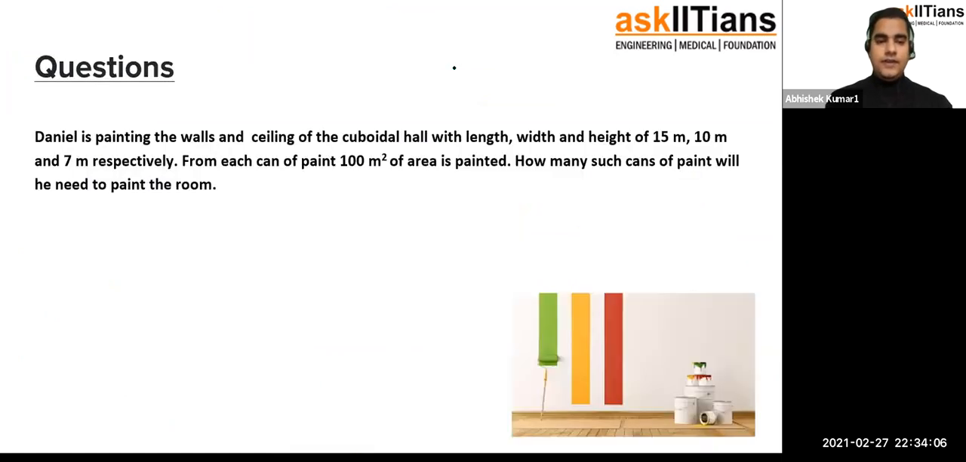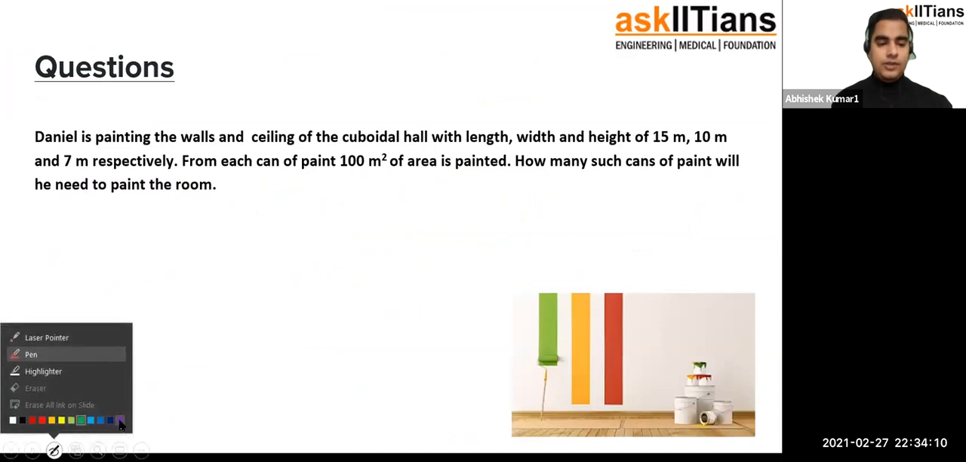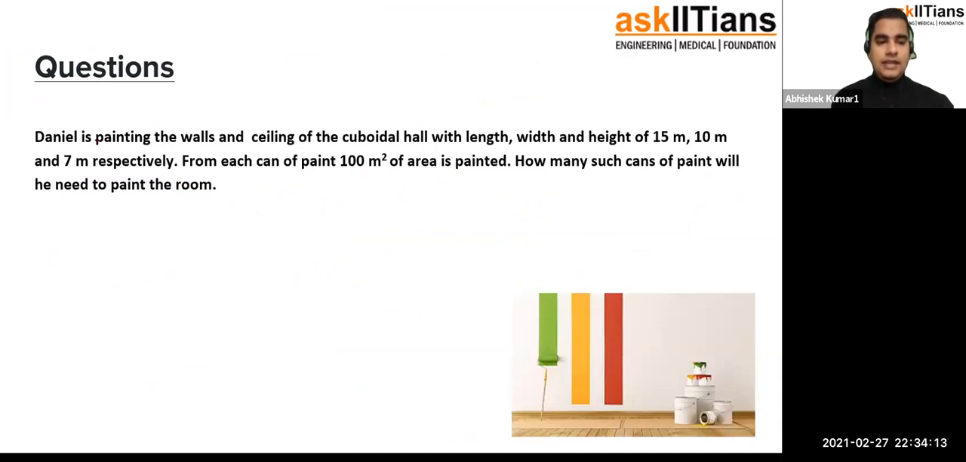Is it done? All right. So now you can see we have one problem. Let's see what we have to do in this. Daniel is painting the walls and ceiling of a cuboidal hall. Length is given, width is given, height is given. The length of the wall is 15 meters, which I have denoted by L. Breadth is given as 10 meters, and height is given as 7 meters.